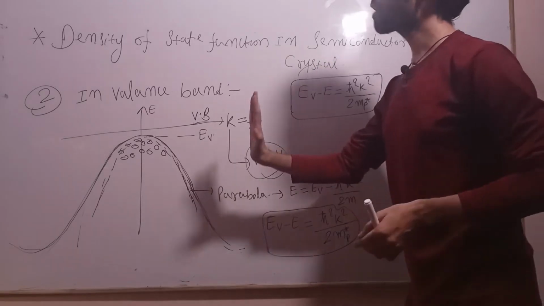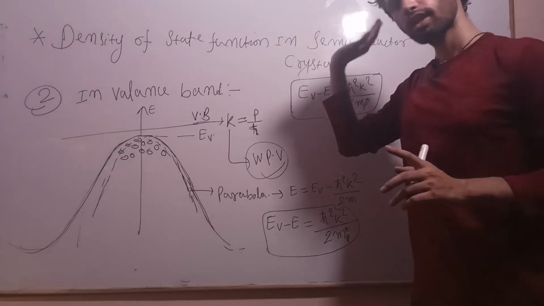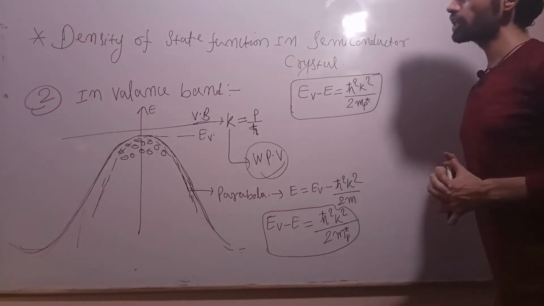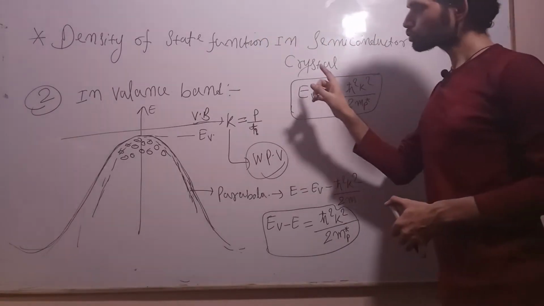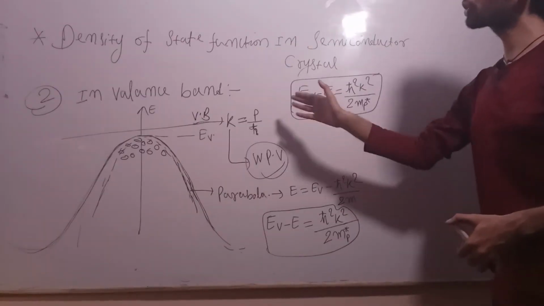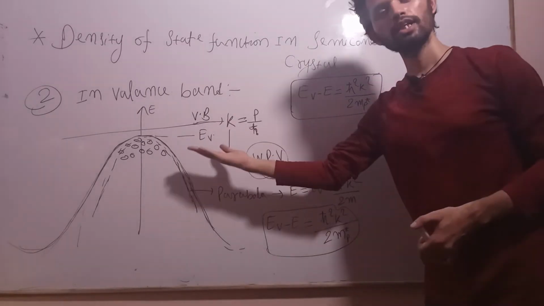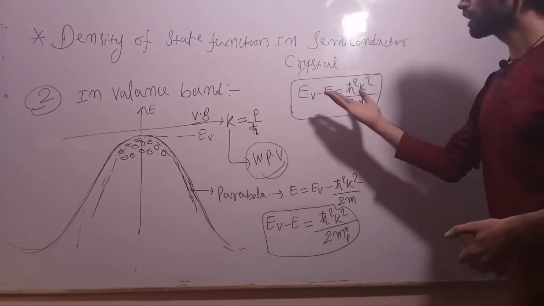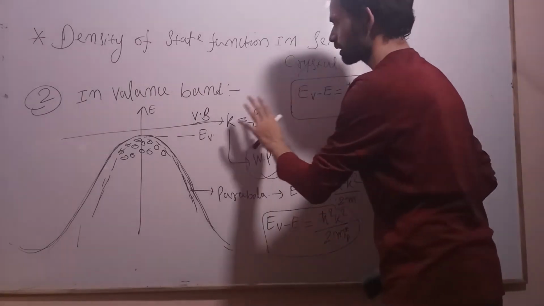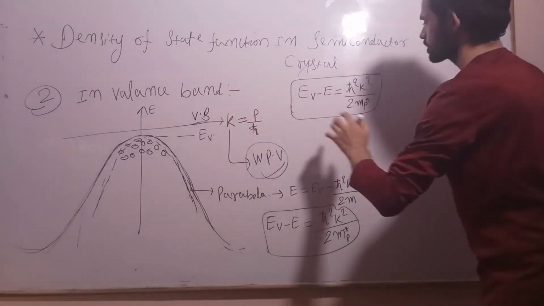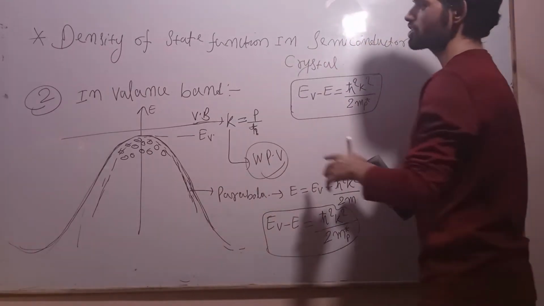Everything we have explained in the last class, whatever we have discussed so far in all the lectures, you can just click on the button and you will see all the lectures related to energy band formation and the effective mass of electron in the conduction band and valence band as well. So this is all about the effective mass of hole in the valence band. Now we are going to see the density of state function in the semiconductor inside the valence band.